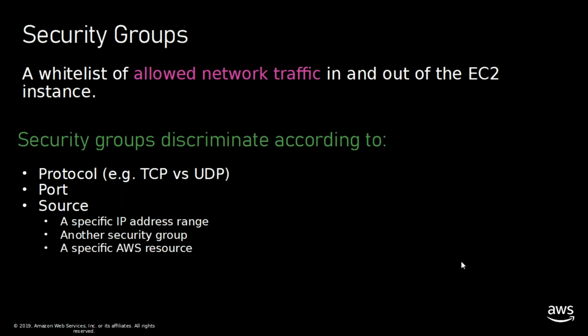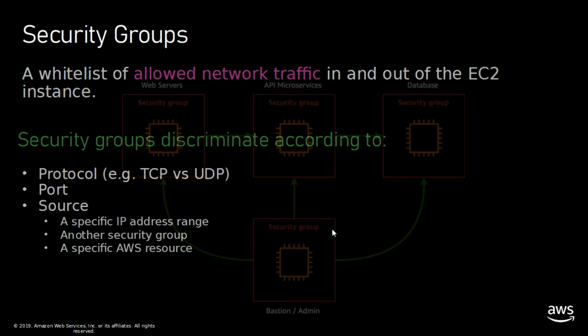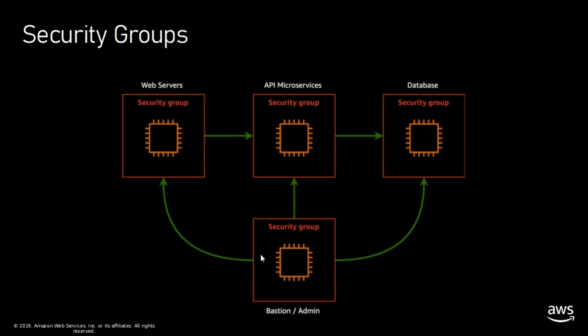Next is security groups. They allow network traffic in and out of the EC2 instance. Here's an example: if we want our bastion server to connect to our web server, we will allow some ports for it to connect. And if our web server needs to connect to our database, we will also allow some ports. So we use security groups to manage those ports. It's like a firewall.